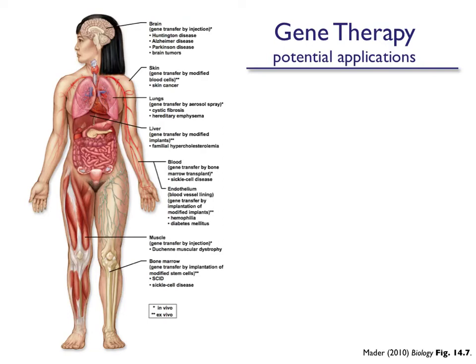In the liver, by having modified implants to treat certain liver diseases; in blood, through bone marrow transplants to treat sickle cell anemia; with the endothelium, which is the blood vessel lining, to implant cells that would have modifications that would treat hemophilia and other endothelial disorders. Muscle, by direct injection to treat muscular dystrophy, and then bone marrow, to modify the stem cells in bone marrow to treat things like sickle cell disease and other examples.